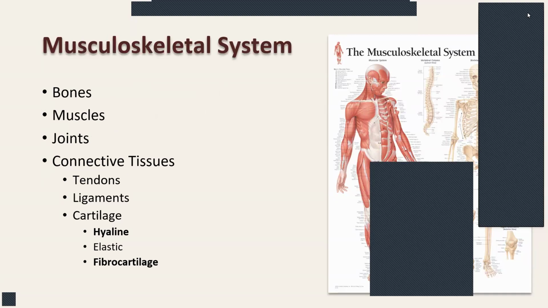So the first part of the musculoskeletal system that I want to discuss are bones, which is pretty basic. The primary function of bone is to provide structural support to the body, as well as protect the internal organs, produce red blood cells, and store minerals for future use. The muscles have multiple purposes.